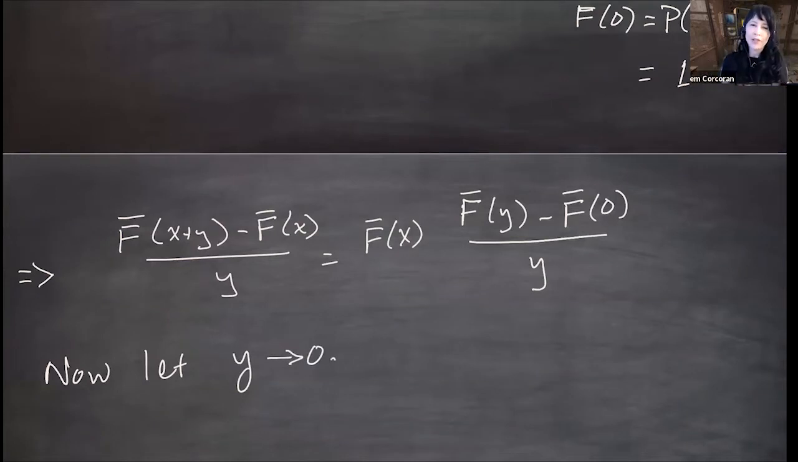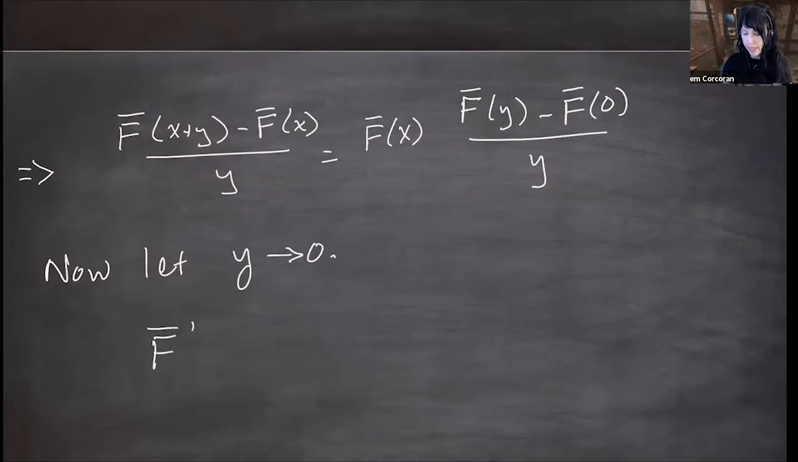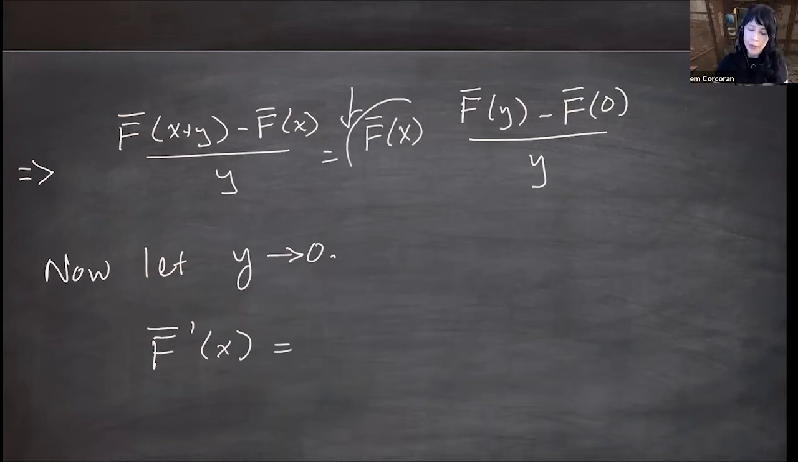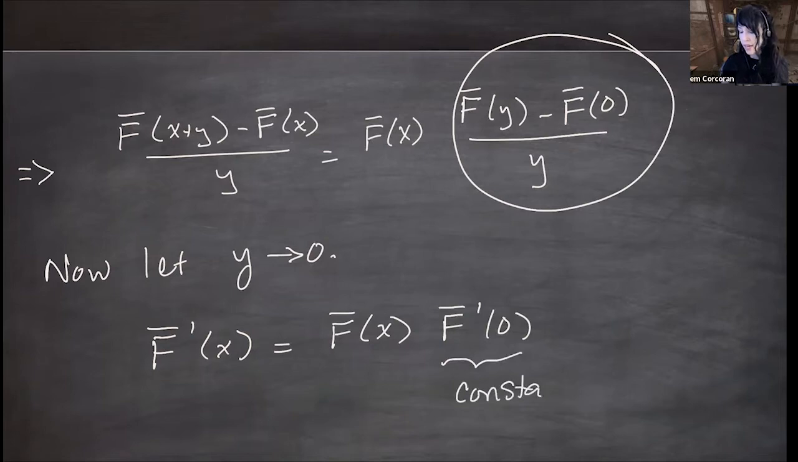I'm not going to rewrite the line just to put limits in front, but if you have the limit here as y goes to 0, then on the left, you've got F bar prime of x, you've got a derivative. On the right, if you put a limit here, you can pull this out of the limit because that's not changing in y. So that F bar x is just going to be sitting out front, and then the limit of this as y goes to 0 is the derivative evaluated at 0. And this is a constant, and that's all I want to think of it as, constant.